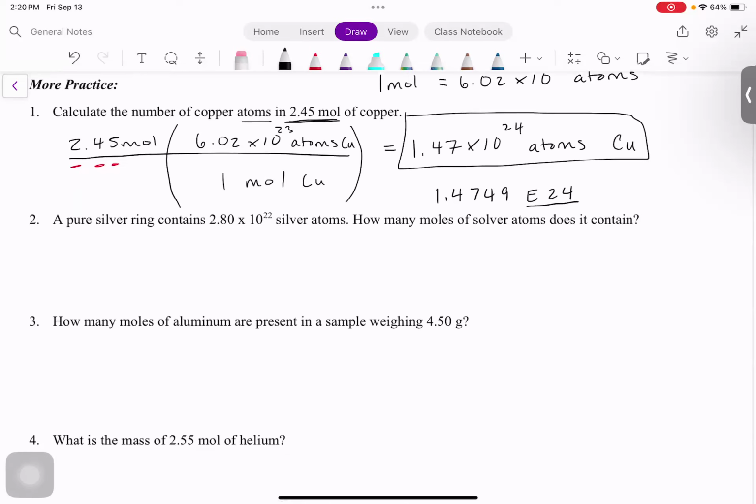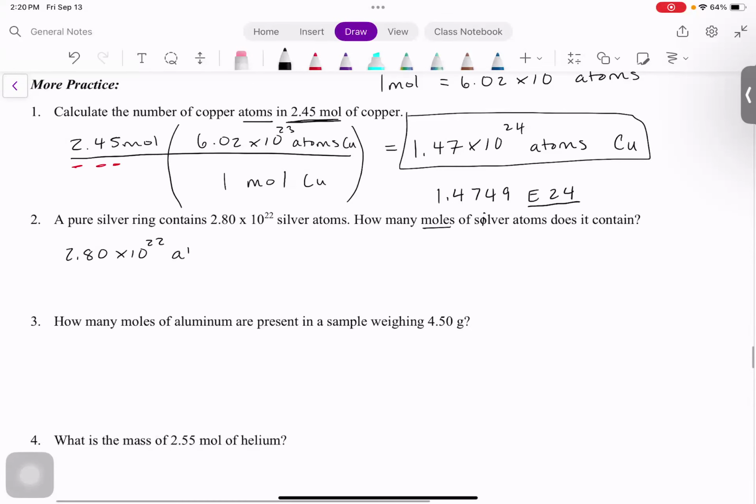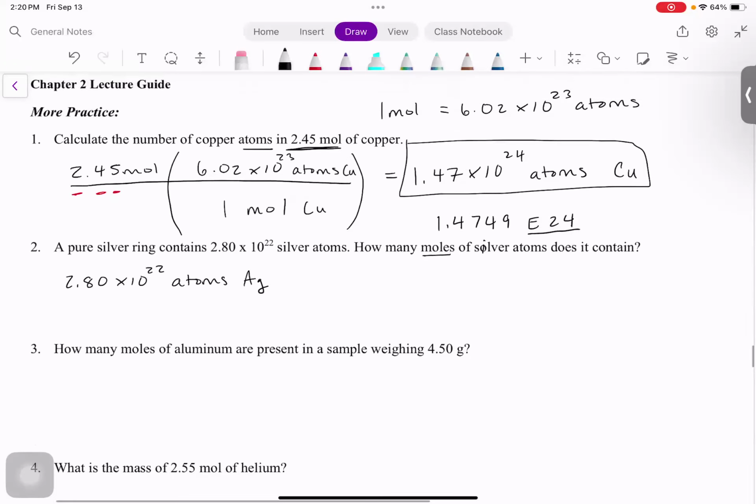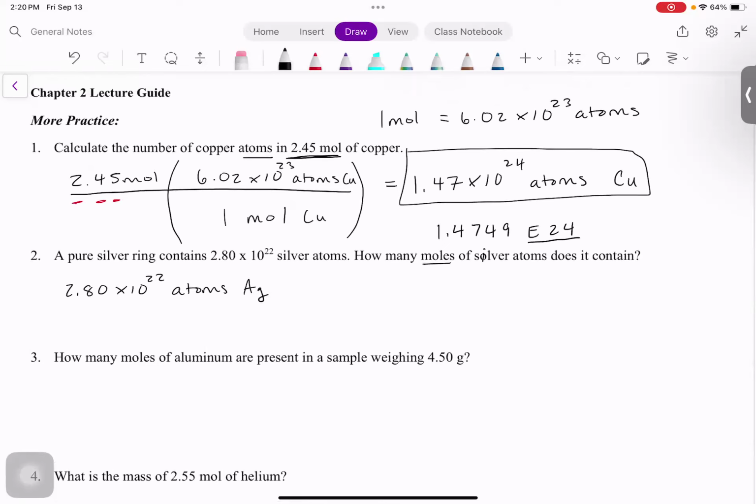All right, so move on to the next one here. 2.80 times 10 to the 22nd silver atoms. And we want to know how many moles of silver atoms this contains. So we've got a given quantity of atoms, 2.80 times 10 to the 22nd atoms of silver. Silver has the elemental symbol Ag. Because we're just converting between atoms and moles, really the identity of this doesn't matter. It'd be like converting between numbers and dozens. It doesn't matter what it's of. The relationship is always the same.